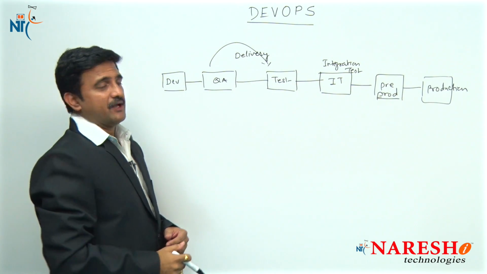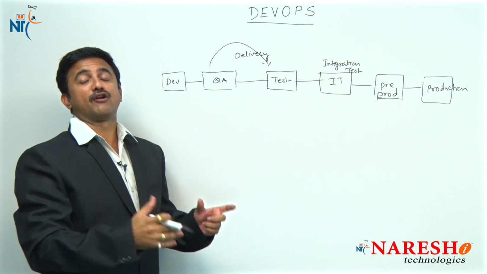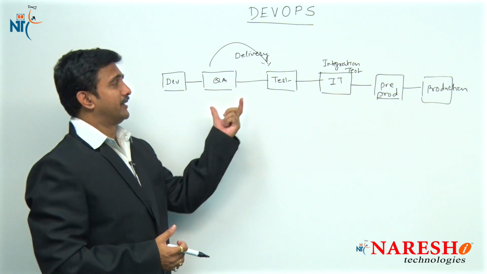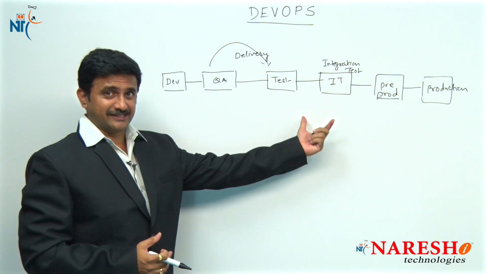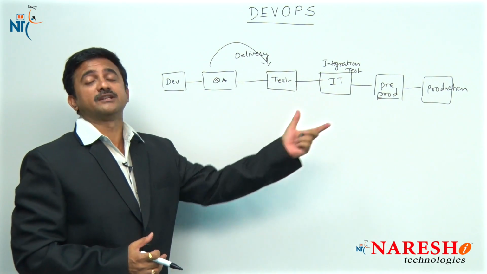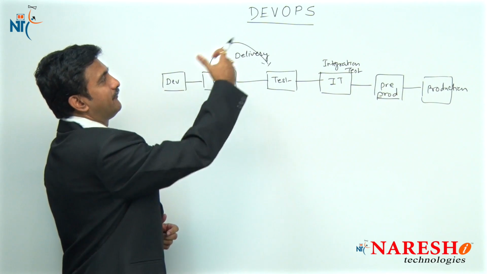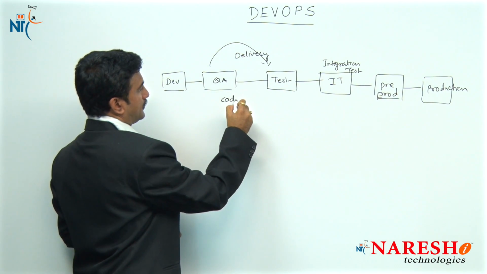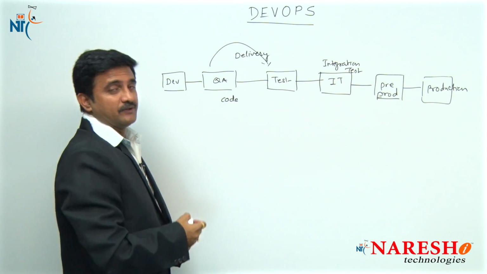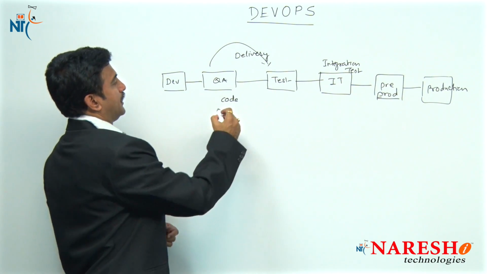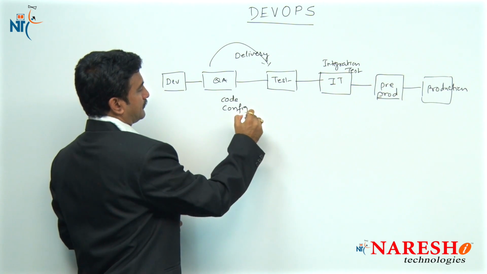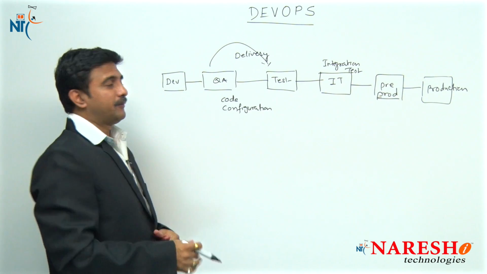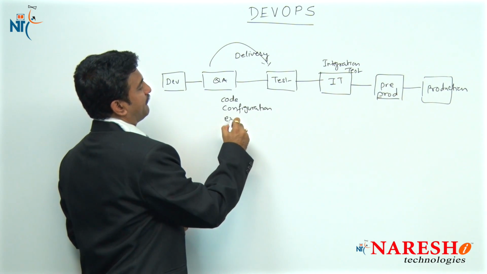Now, delivery means you are moving your product from one environment to the other. There are a lot of environments available: QA environment, test environment, integration test environment, pre-production environment and production environment. You are delivering your product from one environment to the other. So, what are you giving? You are giving the code, the first thing you will deliver, which is done by the programmer. Then you will give the configuration. That is the second piece you will deliver. Third piece, you will give the environmental factor.